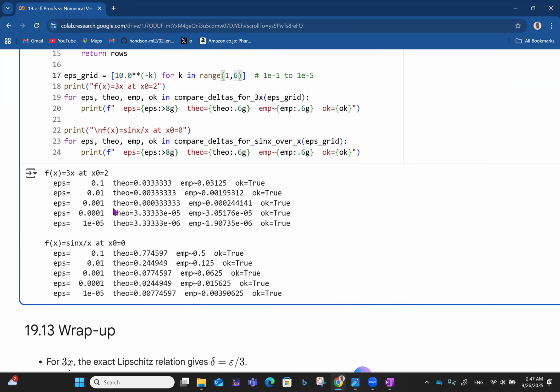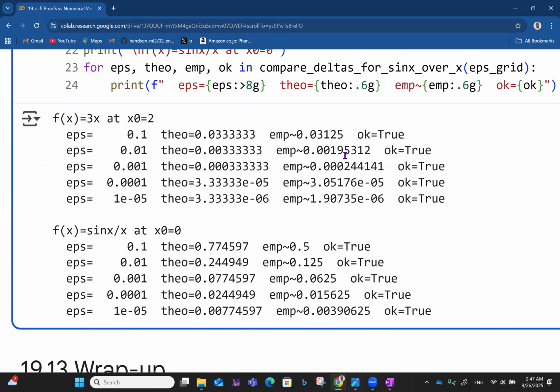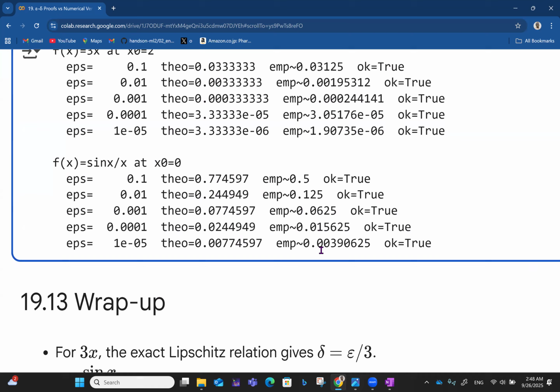So you can see, for f of x equals 3x, all the conditions are met, and for f of x equals sin x over x. So we have the theory ones and we have the empirical ones. The theory ones are idealistic; you get something more accurate. For empirical ones, when you substitute the value, you get something close, but maybe some kind of difference. And then the test holds true. So for sin x over x, you have the theoretical and the empirical, with some differences between them.